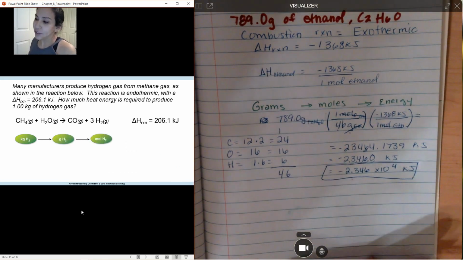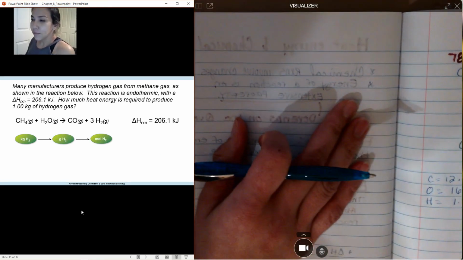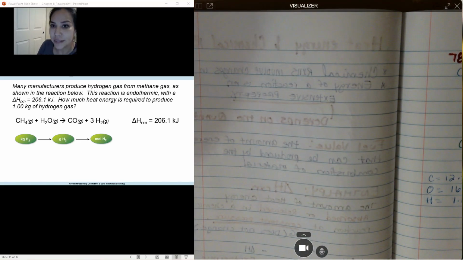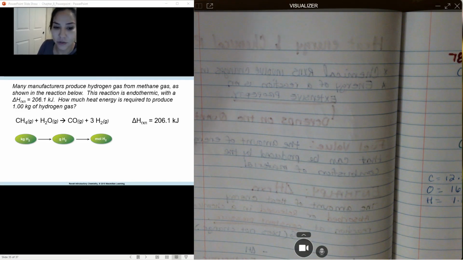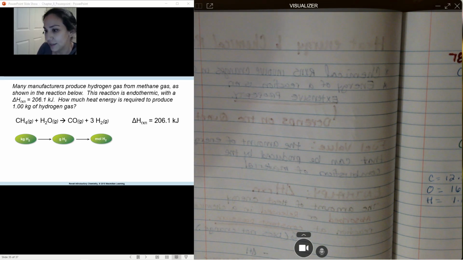Many manufacturers produce hydrogen gas from methane gas, as shown in the reaction below. This reaction is endothermic with a delta H value of 206.1 kilojoules. Okay, so now we're going to be taking this into different steps. How much heat energy is required to produce 1 kilogram of hydrogen gas? Right. So if you look at it, you have to begin with the kilograms of hydrogen gas. Okay? And to do that, you have to convert it into grams of hydrogen gas. In that way, you can convert grams into moles.